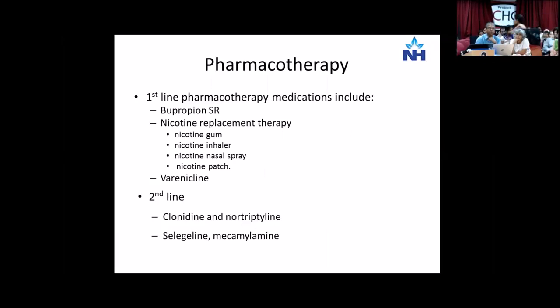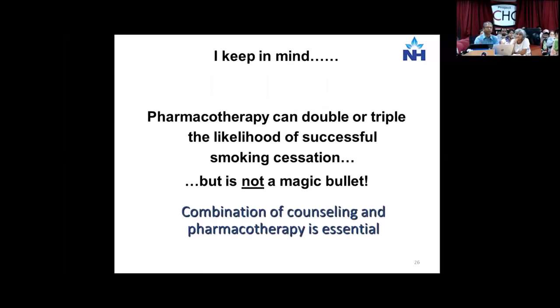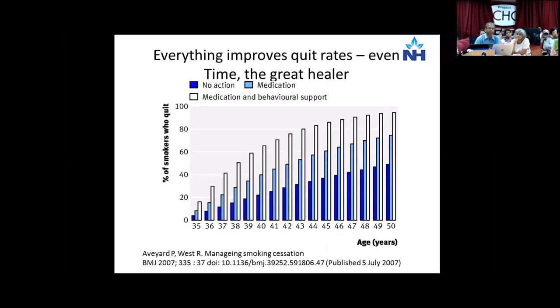Pharmacotherapy, of course, is an important part, and often is decided by me in combination with the patient, what he needs, and of course with the tobacco cessation team. And pharmacotherapy can double or triple the likelihood of successful cessation, but it needs to be combined with counseling, which is why I do it along with the tobacco cessation team. Everything improves quit rates, even time, the great healer, even when there is no action taken, as you can see from the bottom of those graphs. The dark blue lines suggest people who never had any action, yet they quit as time went on. But unfortunately, we can double quit rates if we intervene.